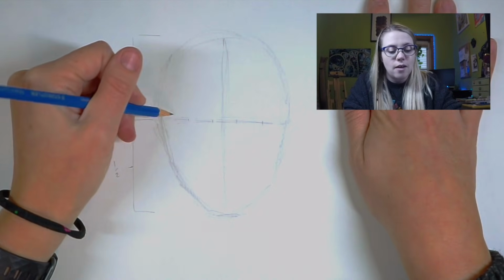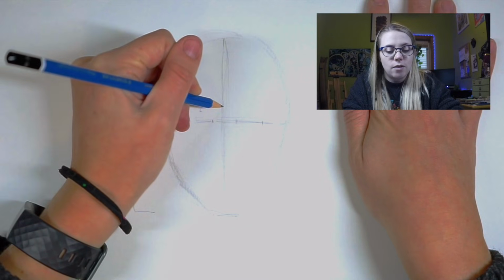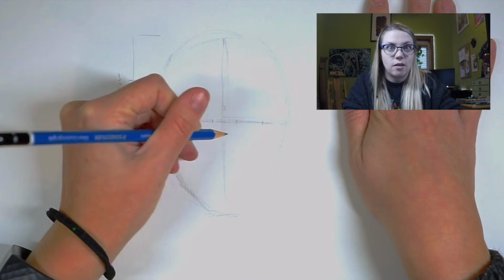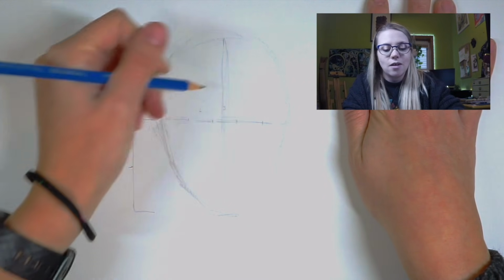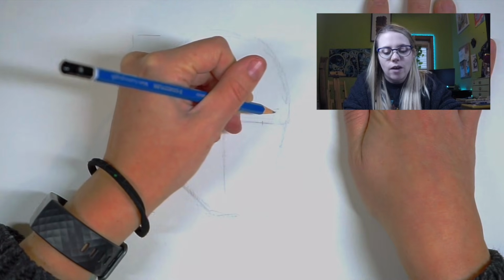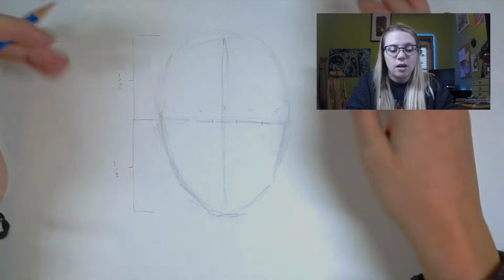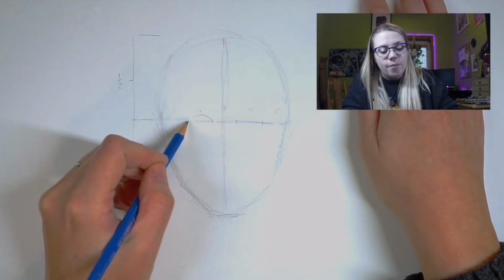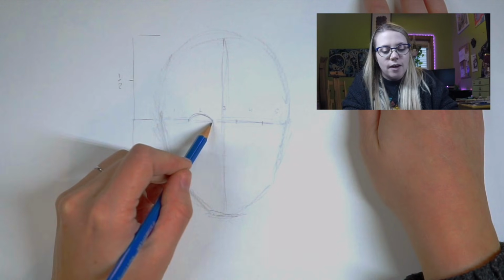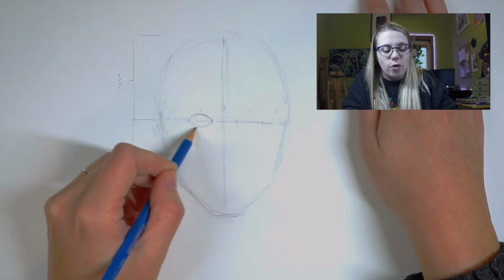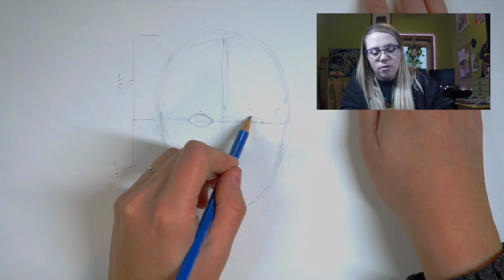Okay, so I have 1, 2, 3. Third one's right in the middle. That's very important. 4 and 5. So that's 5 eye widths wide. So we'd have our eyes kind of hanging out in the 2 and 4 spots, obviously.